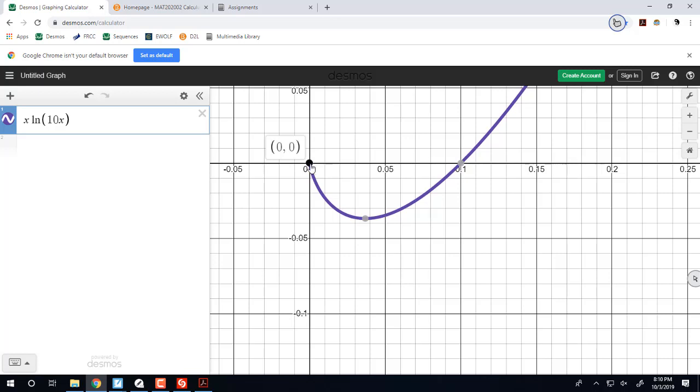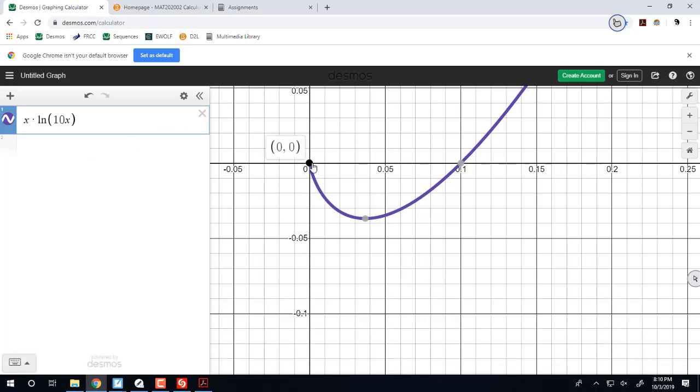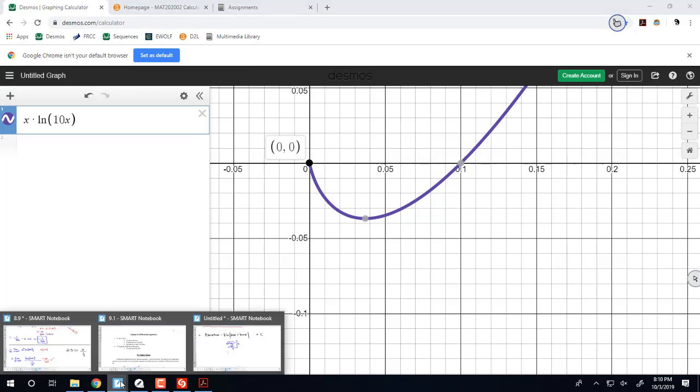Why does it say it's defined there? It's weird. Looks like the computer's wrong. That's weird. Technology fails again.